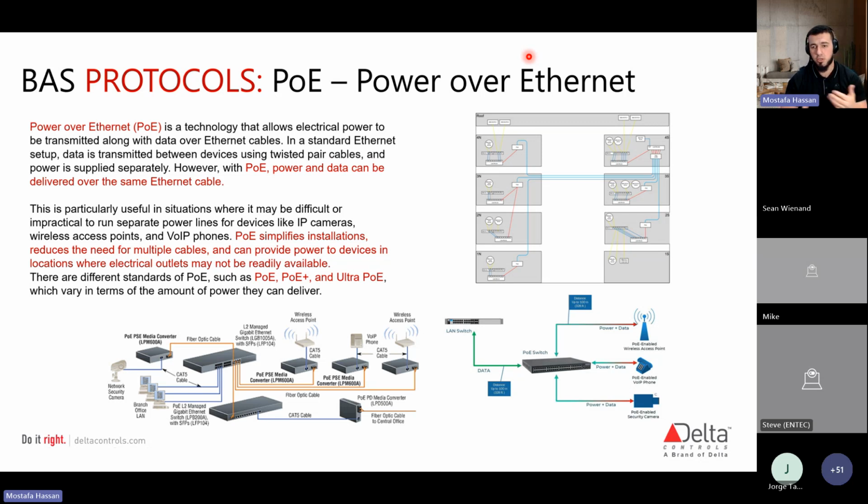And when the same pairs are used for both power and data, the power and data transmissions don't interfere with each other. If you're thinking about that, that's because electricity and data are transported at opposite ends of the frequency spectrum. Electricity has a low frequency of 60 hertz or less, and data transmissions have frequencies that can range from 10 million to 100 million hertz.